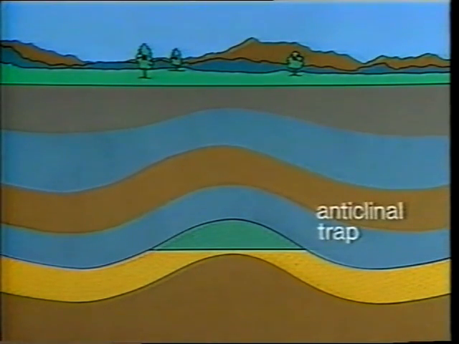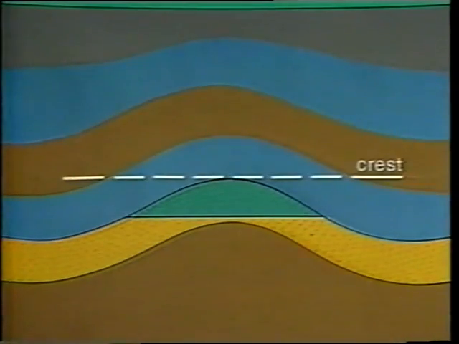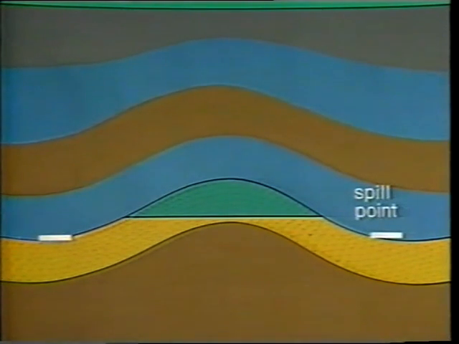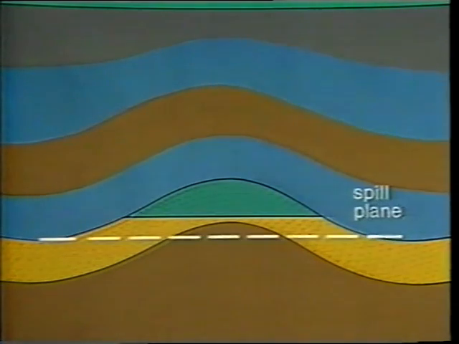Many terms are used to describe the various parameters of a trap. Let's get familiar with some using the anticlinal trap, the simplest type, as our reference. The highest point of the trap is the crest, or culmination. The lowest point is the spill point. A trap may or may not be full to the spill point. The spill point lies on a horizontal contour, the spill plane.